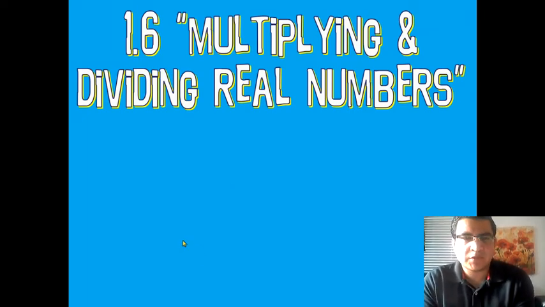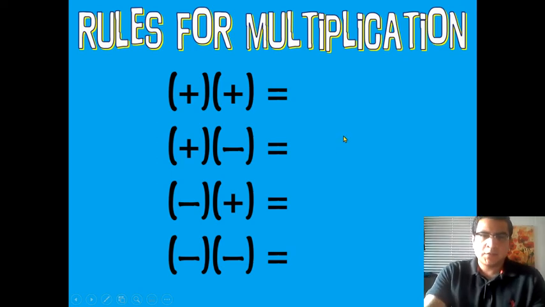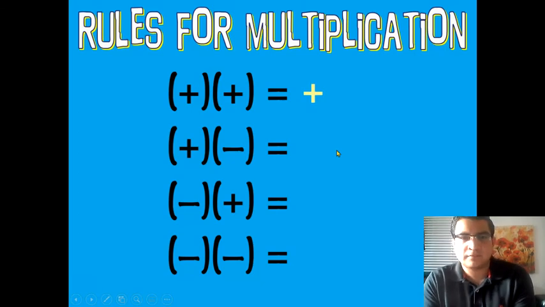Let's do it. So this section is 1.6, multiplying and dividing all real numbers. All right, so for this one here, we have the rules for multiplication. So we have a positive times a positive is a what? Positive. Good job. Like 3 times 3 will be positive 9.